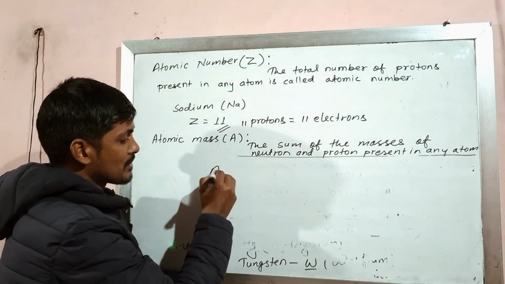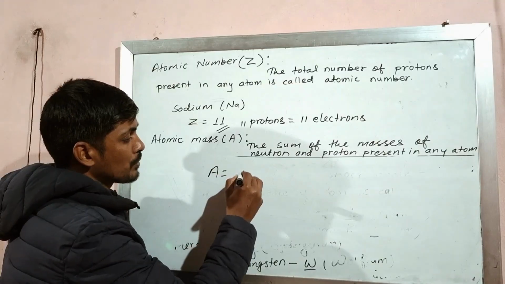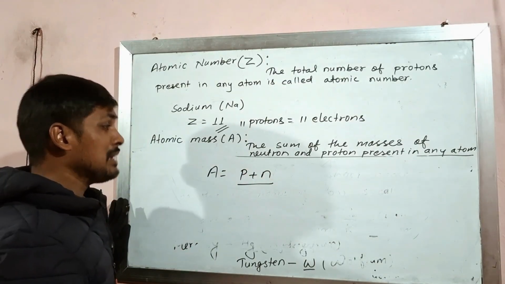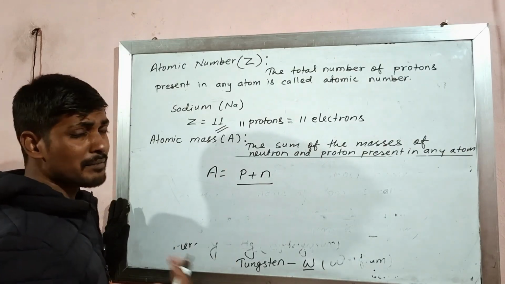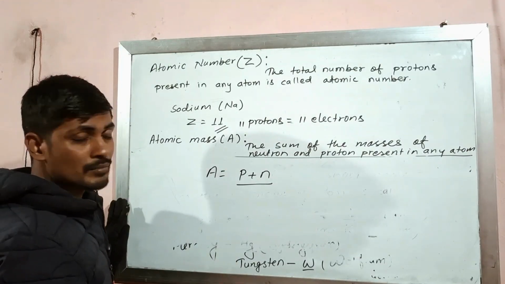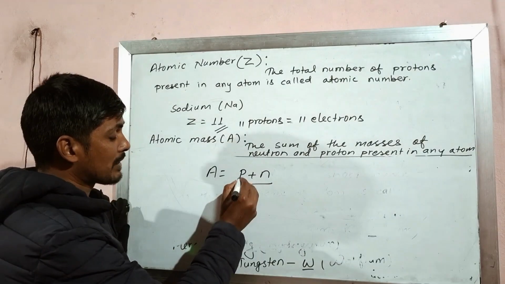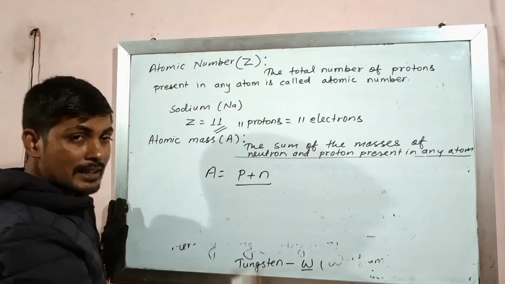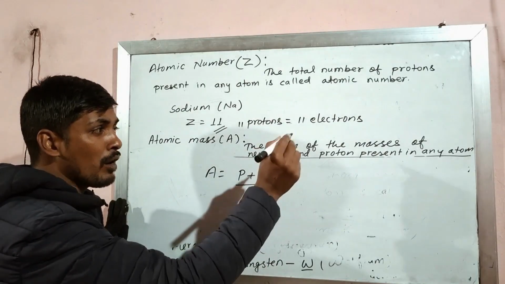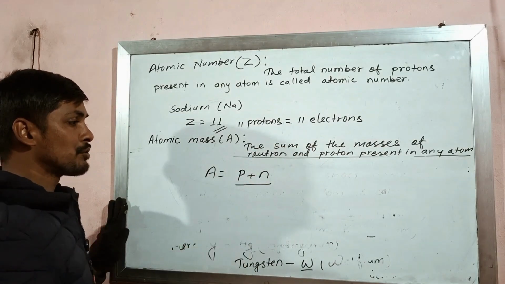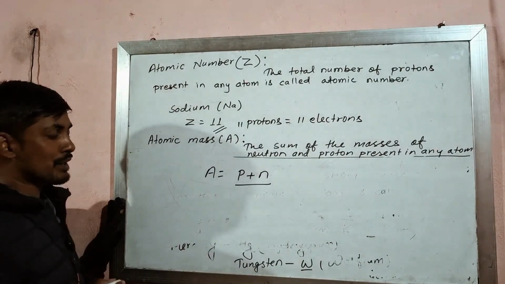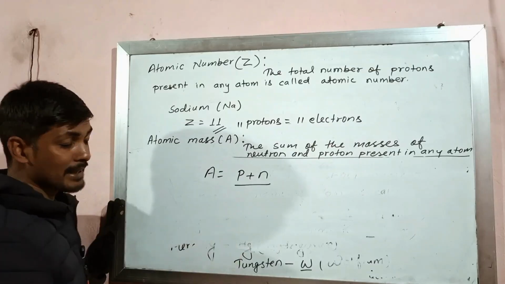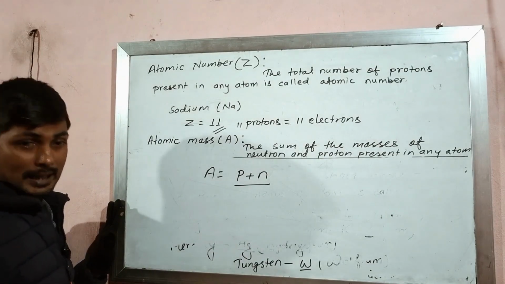We can write A is equal to proton plus neutron. Actually, the number and the relative mass are nearly the same, so we can write number of protons plus number of neutrons also. But while writing the definition, we have to say the sum of the masses of protons and neutrons present in any atom is known as atomic mass. Now, how to find the atomic mass of any element?